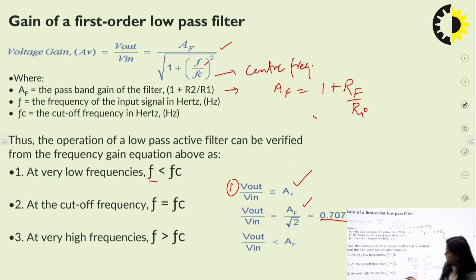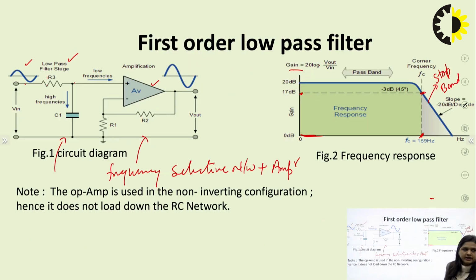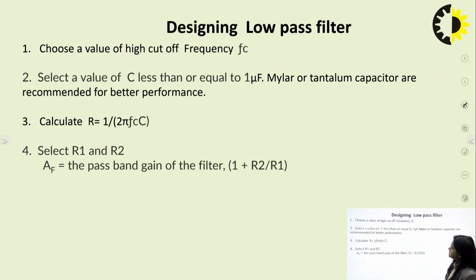Similarly, you can see the high frequency band. At frequencies when F is much greater than FC, if F is very high, that means this term will become high as compared to 1, and definitely that will reduce the overall gain. So whenever your F is high as compared to FC, your center frequency, Vout upon Vin, that is the gain, will always be less than AF. This is how you can justify this graph from this diagram. So this is the theoretical concept.